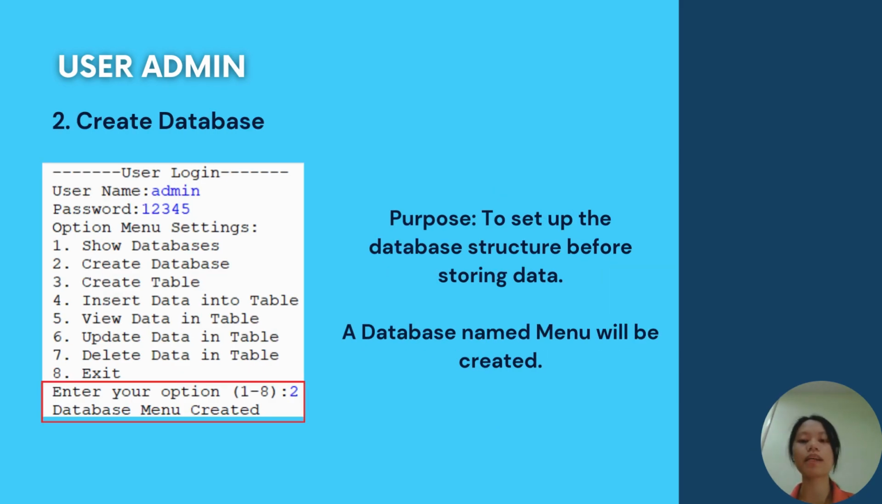Next, after the admin interface is entered, the option menu settings will be shown. There are a few operations that the admin can do within the database. From here, we have to create a database first. So we enter option number 2, and it shows that the database menu is created. The purpose of creating a database is to set up a database structure before storing the data. From here we can see that the database menu is created based on the output.